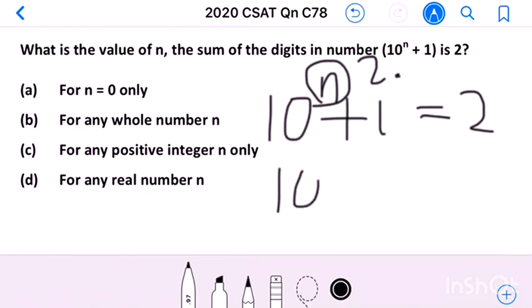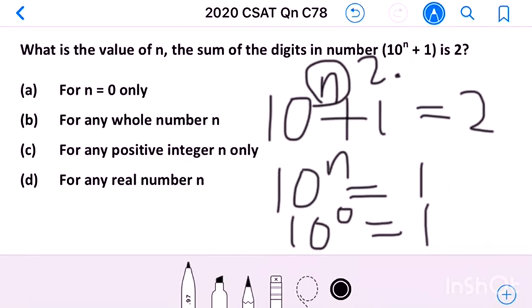10 raised to n equals 2 minus 1, which is 1. For any number, power 0, its value equals 1. Here 10 raised to 0 equals 1. So our answer is n equals 0 only.